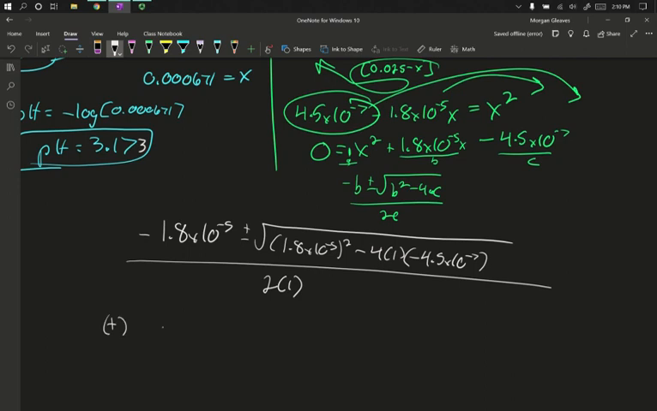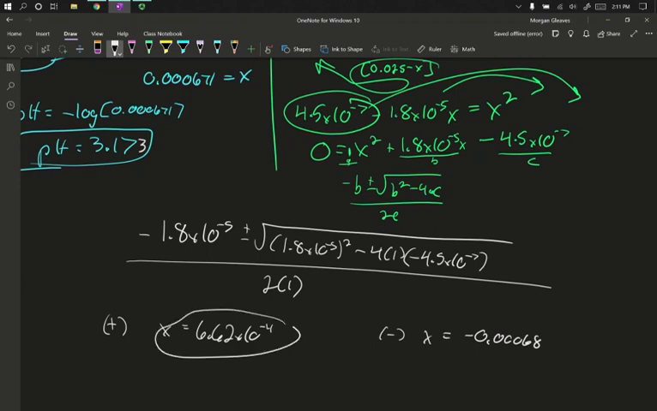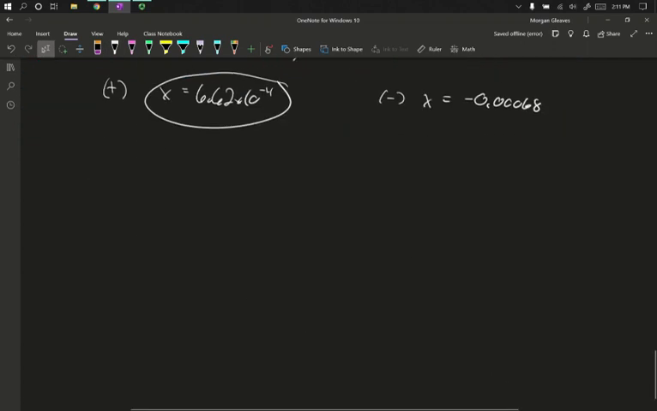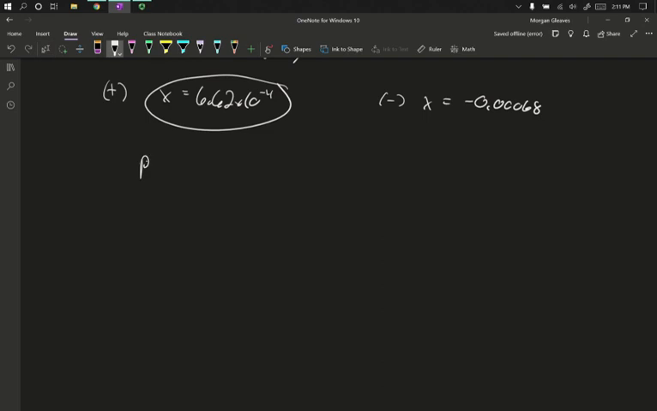The plus route, our x is going to be 6.62 times 10 to the minus 4, and then subtract route, our x is going to be negative 0.00068. Well, we can't have a negative value for our final concentrations of our products, so it must be the positive value from the addition. So this is the only real value that makes sense chemically. If we want to find our pH, it is the negative log of 6.62 times 10 to the minus 4, which is 3.179.